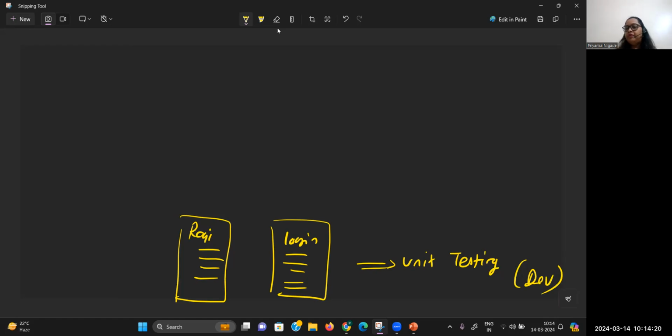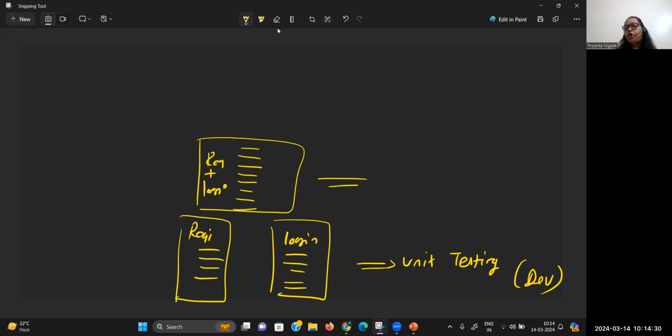But then what happens? The developer needs to merge the code. So where the register module gets integrated with login, this level is called integration. So what does integration mean? Combining multiple modules together and testing their relation. The modules are independently working fine. But when we combine them one by one into a complete software application, are those modules really working fine? That we also need to test. So that level is called integration testing.